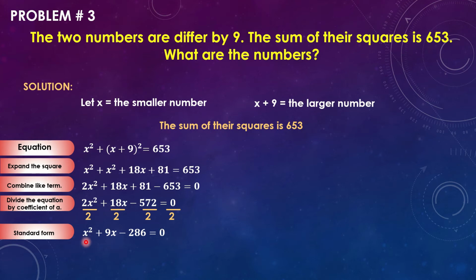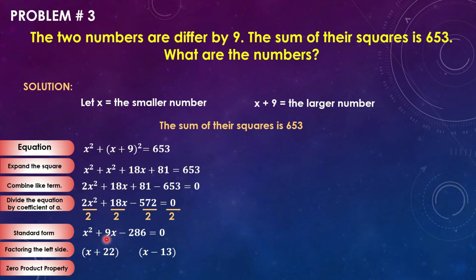Now, we have here the trinomial, so we will use factoring in finding the solution for this problem. So we have x plus 22 and x minus 13. Positive 22 times negative 13 is equal to negative 286. If you add the two numbers, the answer will be positive 9. So using the zero product property, we will have the value of x, which is equal to negative 22, and the value of the other one is equal to positive 13.